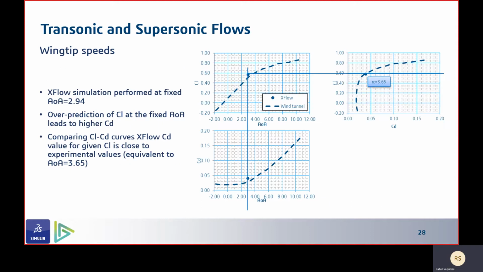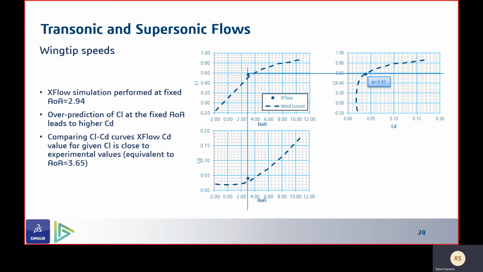XFlow is able to simulate this, and it predicts that the CL of that aircraft is a bit higher than the experimental values. But then you can also see that the drag also increased accordingly. So because of this, it's able to solve the performance very well.